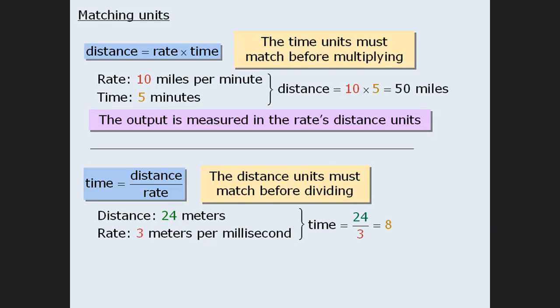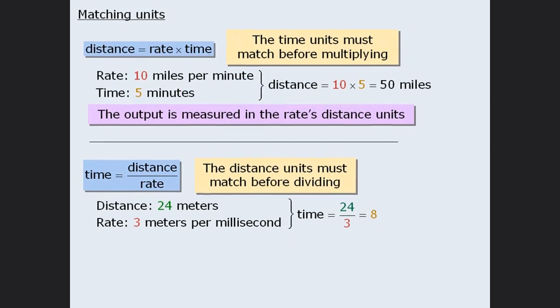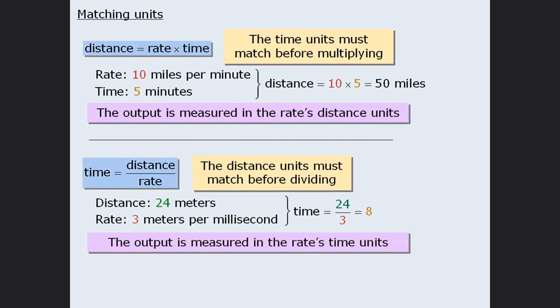Now, what are the units of measurement for this output? Well, when we apply the time formula, the output is measured in the time units found in the rate. Since the rate is measured in meters per millisecond, the output will be measured in milliseconds. So the object will take 8 milliseconds to travel 24 meters.